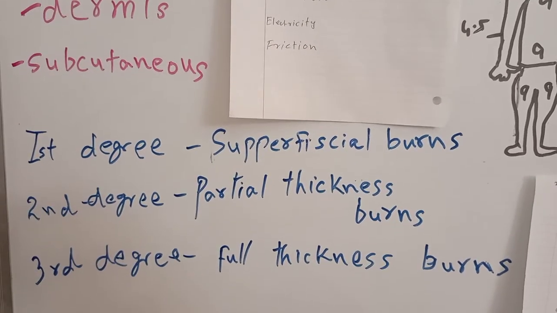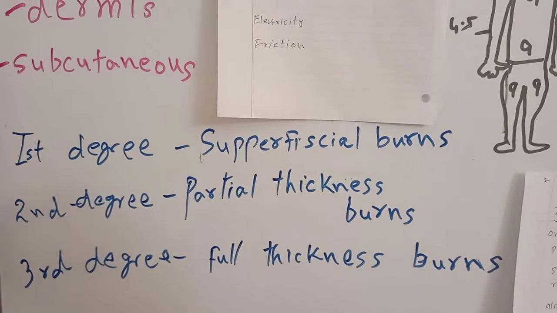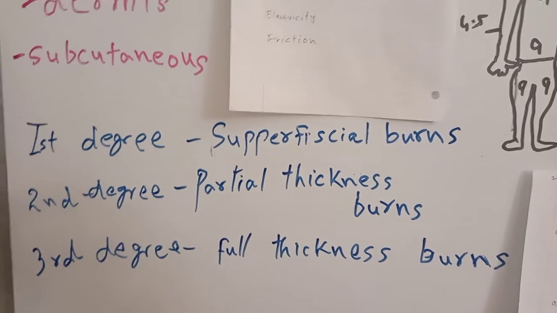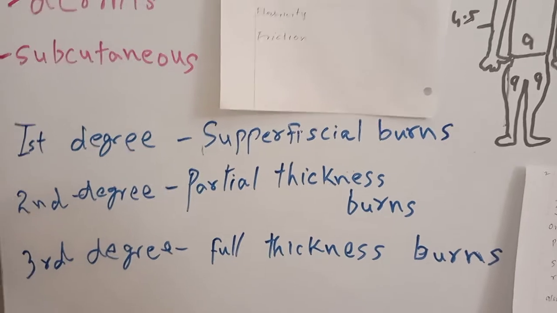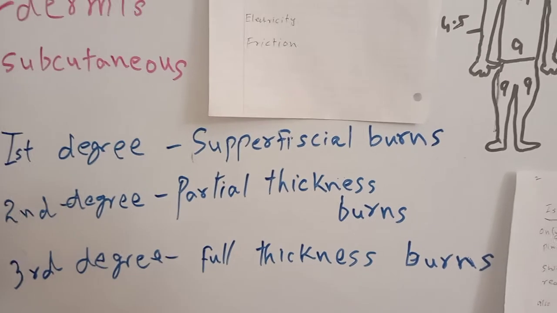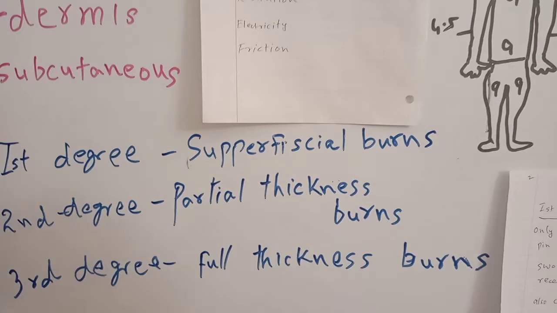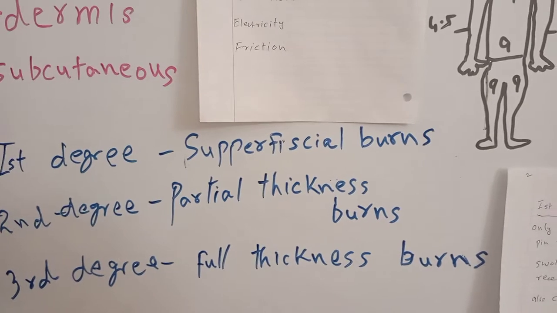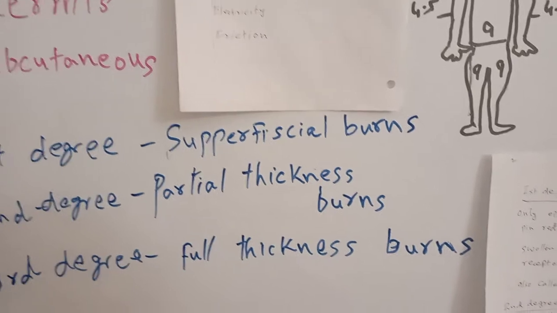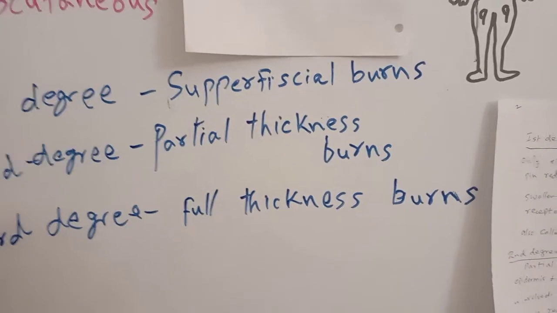Third degree burns are also called full thickness burns. All 3 layers of the skin are burned: epidermis, dermis, and subcutaneous tissue. Sometimes even the deeper tissues like muscle and bones are also burned.